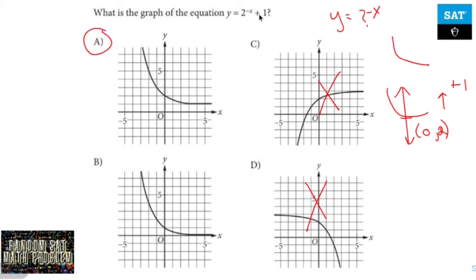Now, I don't know if this is a calculator section problem or not. I'm doing pretty much every problem I can without the use of a calculator. And if it was a graphing calculator section, you would just plug it in and match up graphs. But I'm using common sense for this one.